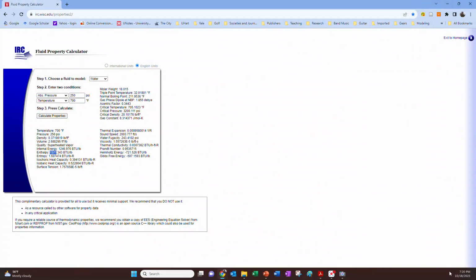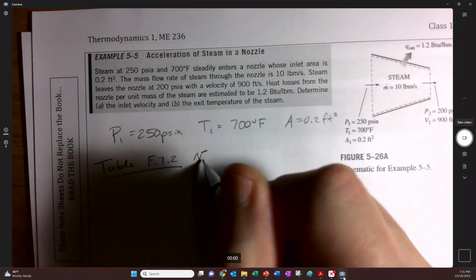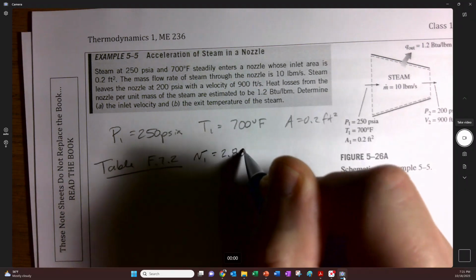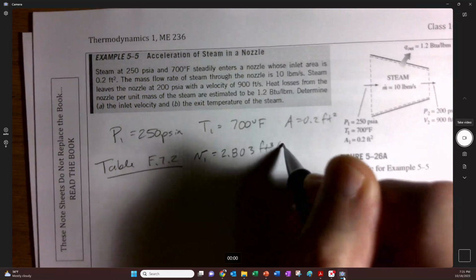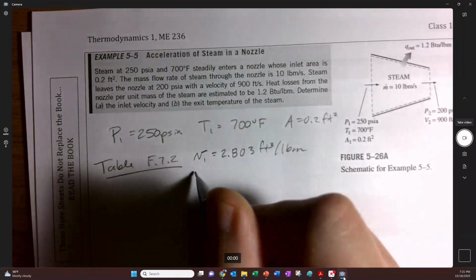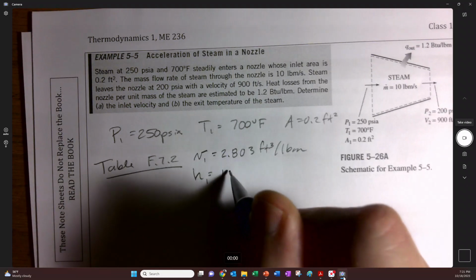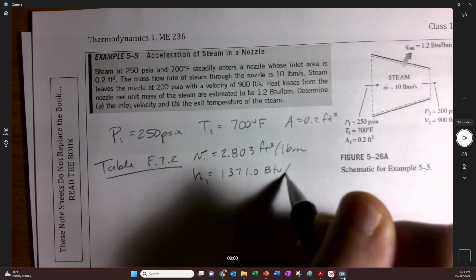So I meant to bring this back up. Okay, so from here, we can get the specific volume. Like I said, I can't recall if I need this or not, but it might be worth getting it. These are cubic feet per pound mass. And then we also have H is equal to H1, 1,371.0 BTUs per pound mass.